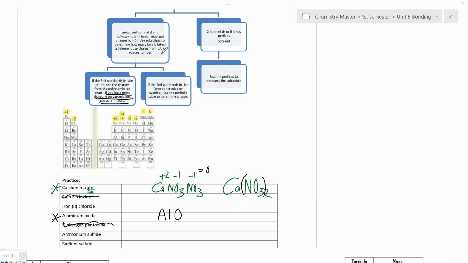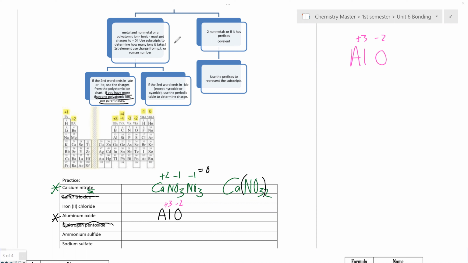Somebody online, anybody got the charge for aluminum? 3 positive. Excellent, +3. And oxygen, anybody? -2. Excellent, -2. Those do not cancel out. When we have the ones, it's easier, but with these, you need to find the least common multiple so we can get them both to something. So we're probably gonna have more than 1 aluminum and more than 1 oxygen.